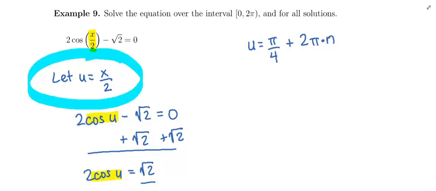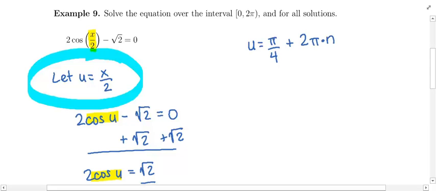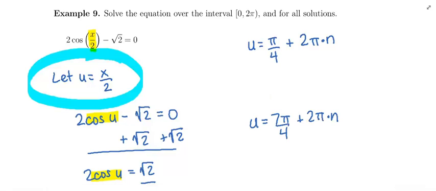So, like I said, cosine, its period is 2 pi. So I'm taking the pi over 4, and then I'm adding integer multiples of the period, and I have to do it right now while it's still a u. Then I'm going to do the same thing for the 7 pi over 4. Take it and add integer multiples of the period. Then I'm going to go ahead and replace it.